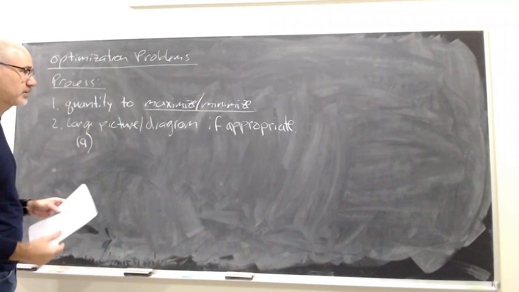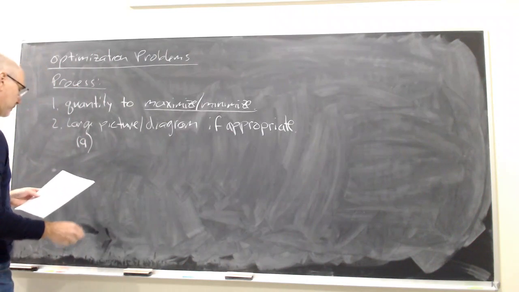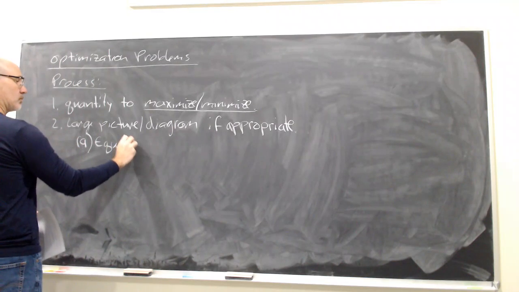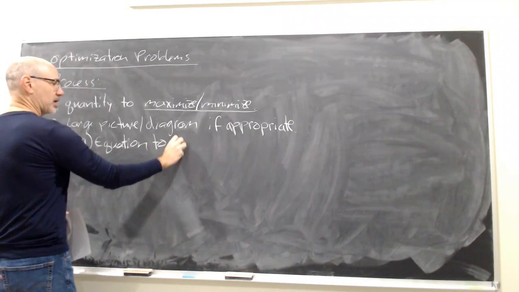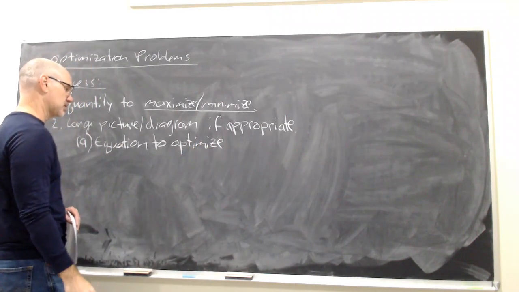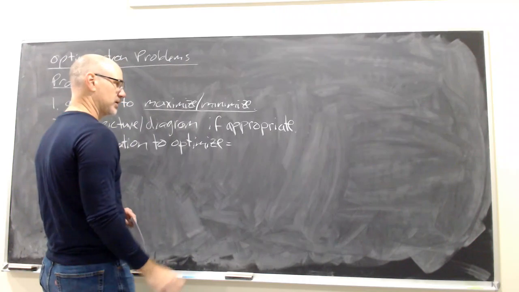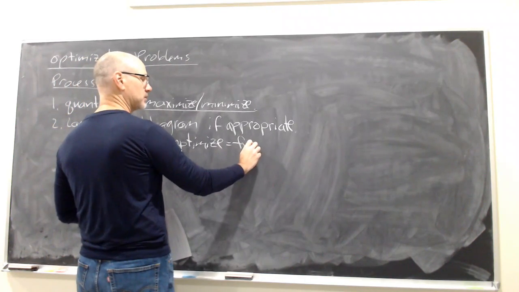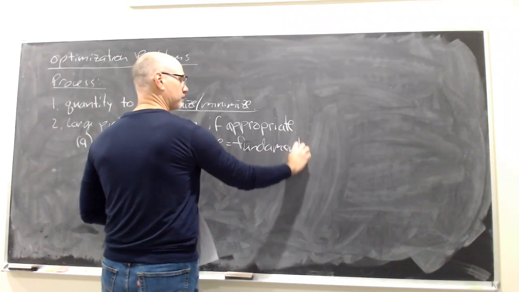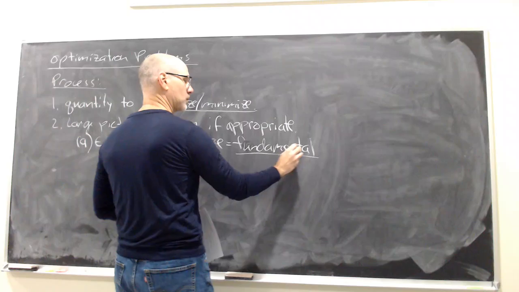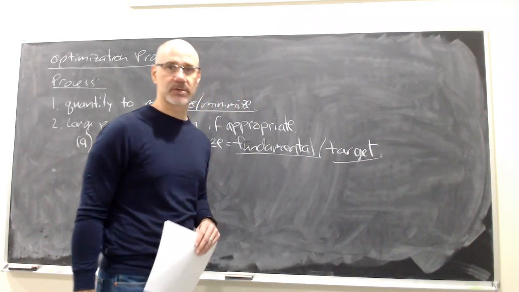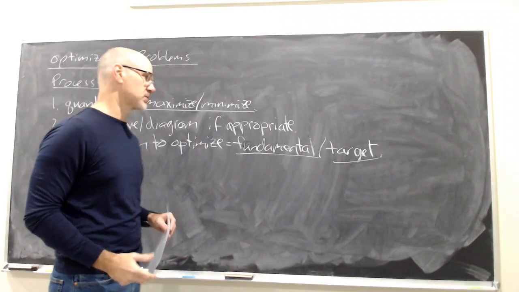So we're trying to figure out the equations that are going to be relevant. The equation to be optimized, that might be profit or area or volume. You'll see examples of all these things. But the equation that you're optimizing is called the fundamental equation. Or sometimes called the target equation. All right, so that's the thing we're most concerned with.